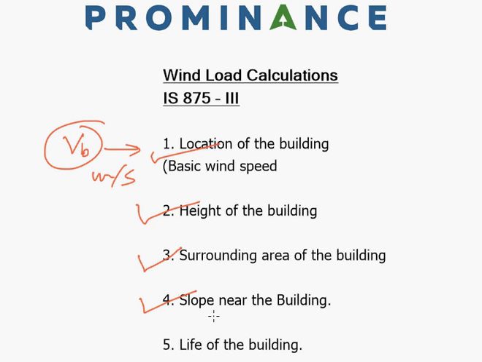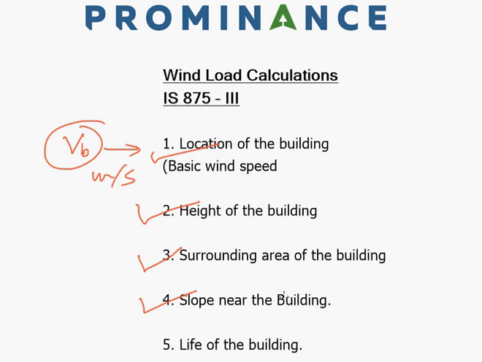So the wind velocity which is acting on this particular slope accelerates, and there is a higher pressure accumulation than in the normal scenario of flat land. So that factor also needs to be considered. This particular standard allows certain correction factors so that your end pressure is calculated based on this.